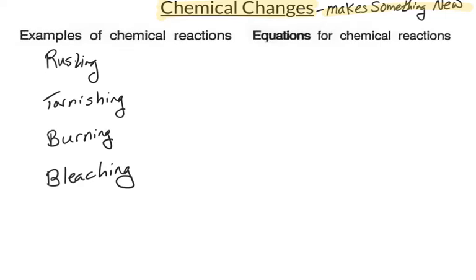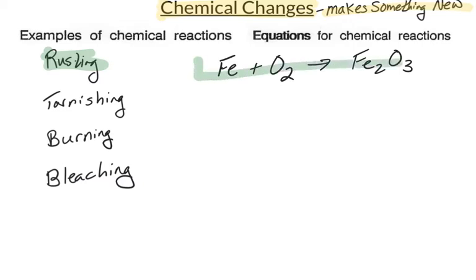So, for example, for rusting, we might see the equation written as Fe, which is iron, plus O2 turns into Fe2O3, which we call rust. This is not balanced at this point, so I'm going to go ahead and balance it, but you don't need to know how to balance these.